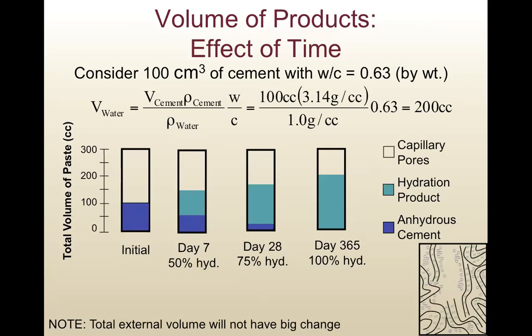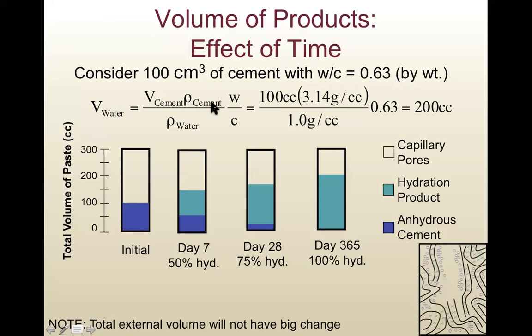So let's further look at the hydration process. Here it shows the effect of time. We have a virtual experiment. Let's say we have 100 cubic centimeters, 100 cc, of cement with a water to cement ratio of 0.63. From there we can calculate the volume of water.